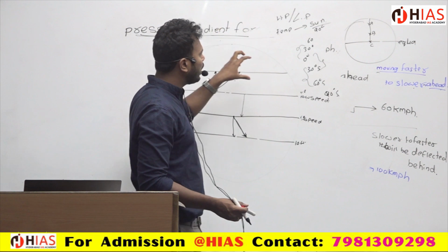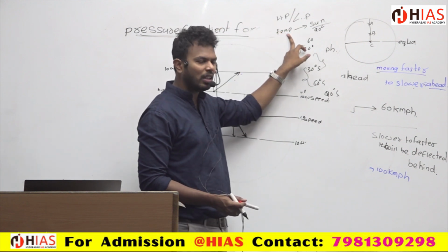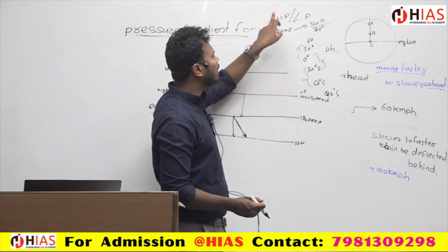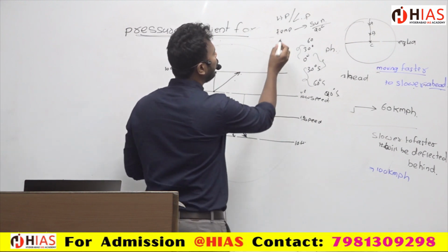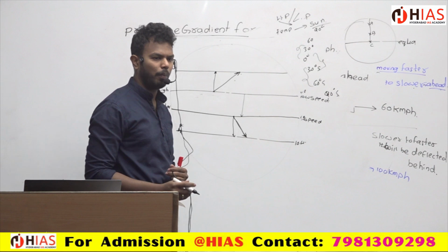Wherever the sun is falling directly, there you experience more temperature, and there will be low pressure. On the other side, there will be high pressure. So winds will always move from high pressure to low pressure.